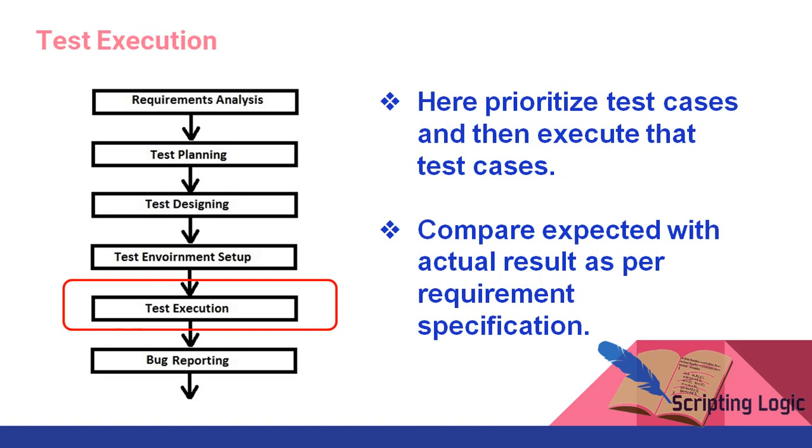Then test execution. In this phase, we prioritize test cases and then execute them. We have designed the test cases, right? So the test cases designed in the test design phase are prioritized and executed one by one. After that we compare the expected and actual results as per the requirement specification. If there is some difference, then obviously we know it is a bug, and it is reported in the next phase, that is bug reporting.